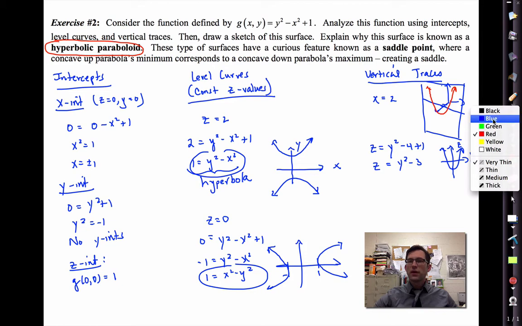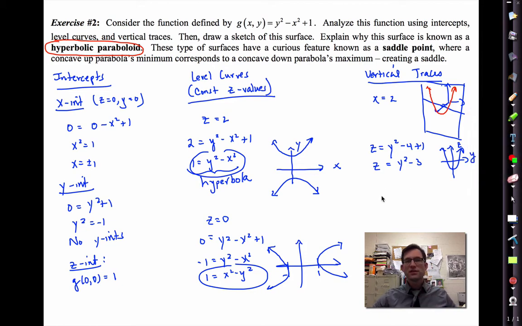Let's go with another trace. So let's do a y equals. Let's say y equals 2. Now again, the idea here is that I go out 2 units on the y-axis. I have that plane. The question is, how does that cut the surface?